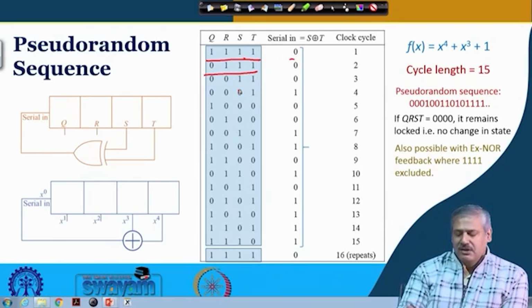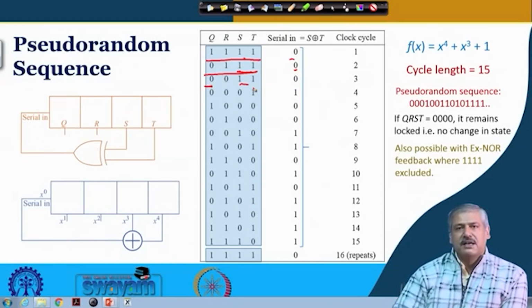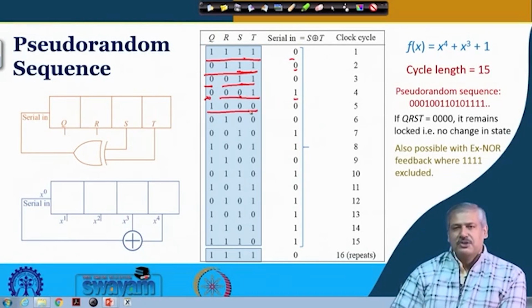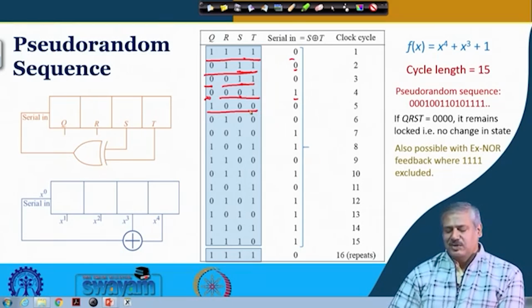After that, this 1 and 1 are again XORed, it is 0, so again 0 comes in and the rest of the things get shifted, so it is 0 0 1 1. Then this 1 1 again gives 0, so this is 0 0 0 1. Now, 0 and 1 gives 1, so this is 1 0 0 0. This way you will continue, you can work it out.